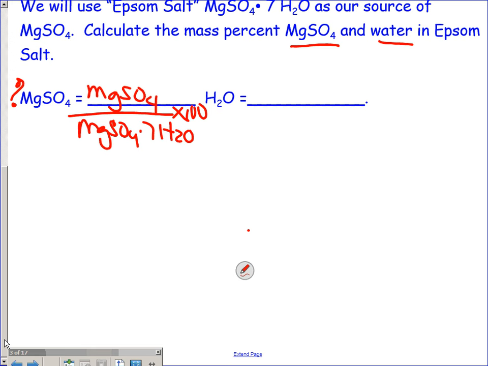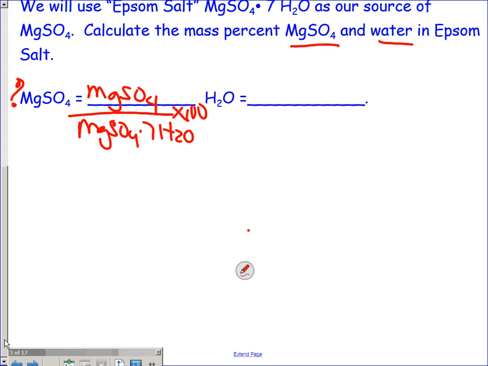Alright, so magnesium weighs 24.31 plus sulfur, which weighs 32.00, plus 4 oxygens, 16.00 each. So you're looking at your periodic table for these. I'm just saying them out loud. So MgSO4 weighs 120.31. Anybody else get that? Make sure I'm not butterfingers here. Okay, that's just the mass total of magnesium sulfate over magnesium sulfate. And how do I get the molar mass of this whole shebang? Just add what? 7 waters.